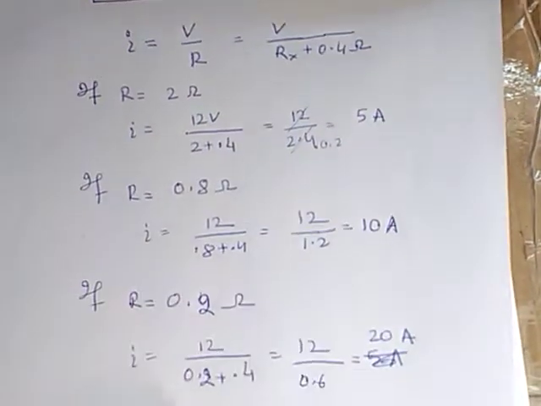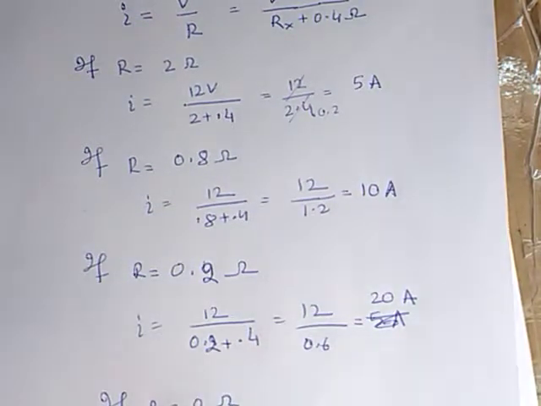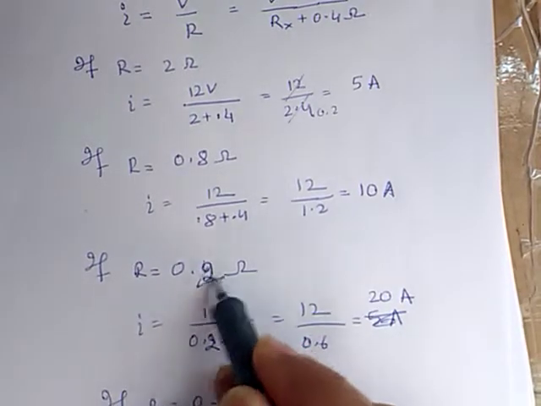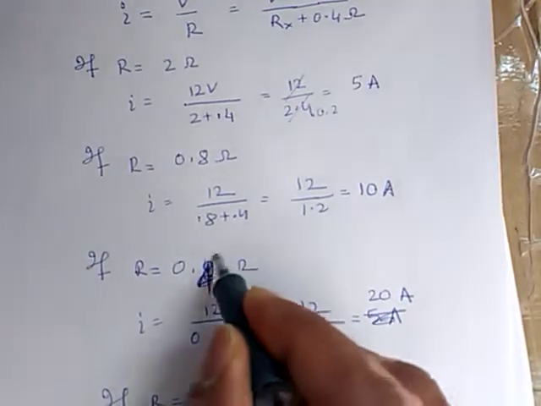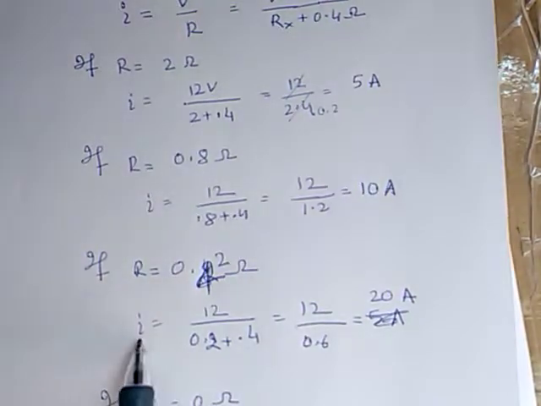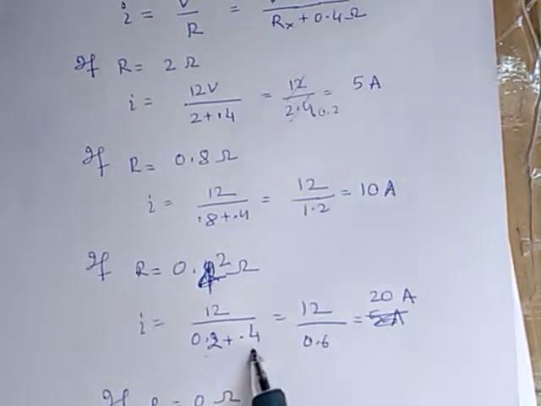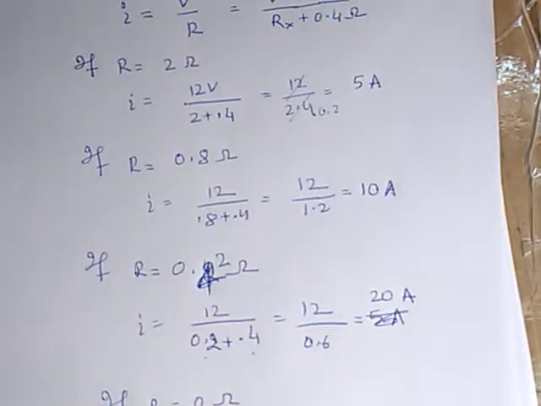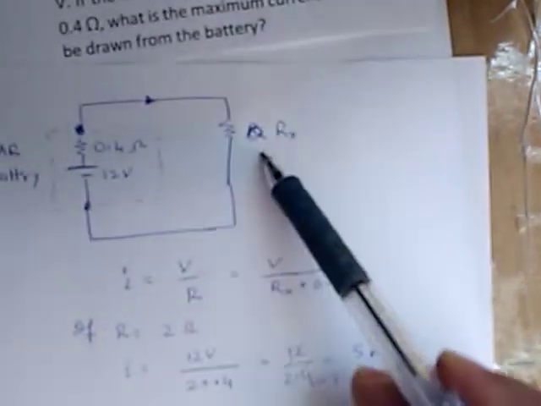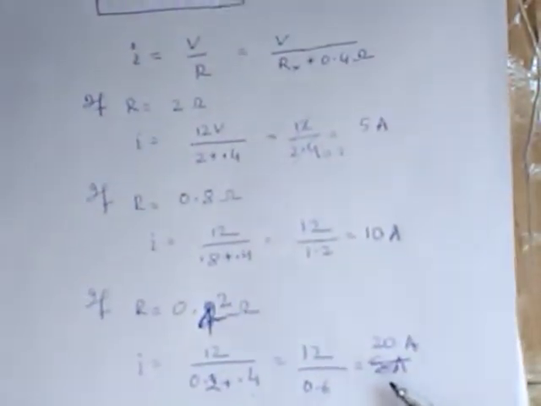If we further reduce it to 0.2 ohm, then the current will be I equal to 12 divided by the 0.2 ohm external resistor plus 0.4 ohm, the internal battery resistance. 12 divided by 0.6 is 20 ampere. If we go on this way, we notice that the current keeps increasing, from 5 ampere to 10 ampere to 20 ampere, as we reduce this resistor.